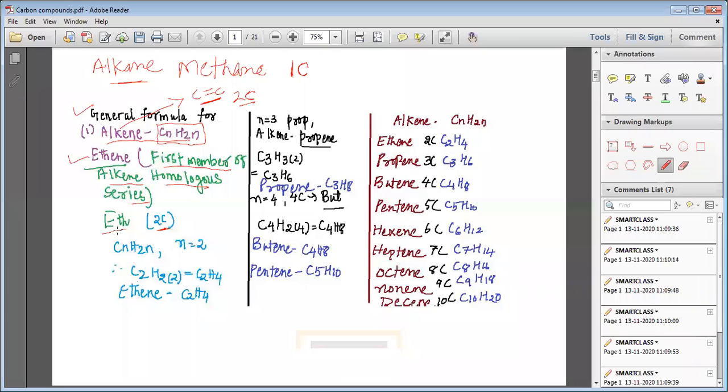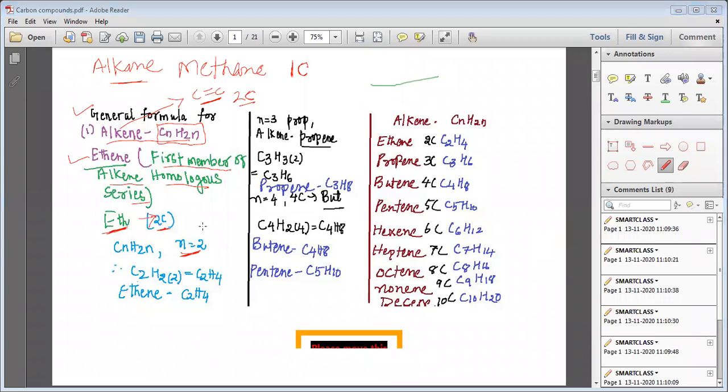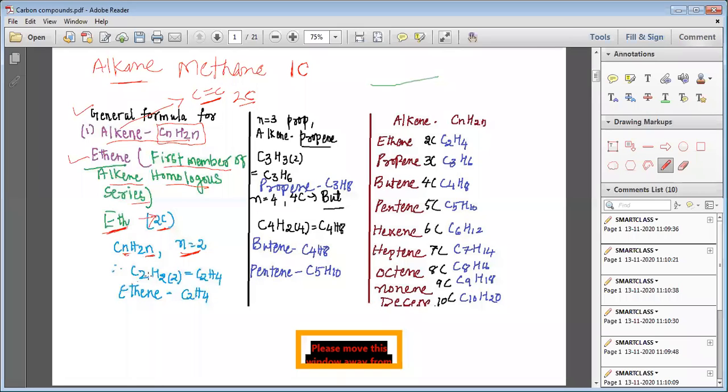That means when we have the word eth, it represents two carbons. So ethene means the alkene having two carbons. So we can say n is equal to 2. As n is equal to 2, my dear students, instead of n we can write 2. So we will have C2H2 into 2, and finally we get C2H4. And this is how, my dear students, we get the molecular formula for ethene as C2H4.